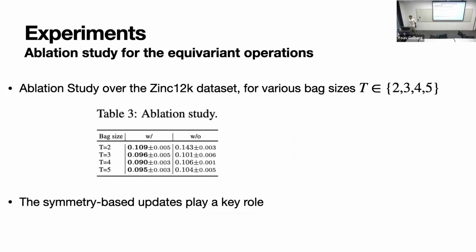We also conducted an ablation study to test the symmetry-based updates that we developed. What you see here is the results over ZINC 12K for a bag size of 2, 3, 4, and 5. We ran our method with and without the symmetry-based updates, and it's pretty evident that they play a key role in our architecture.